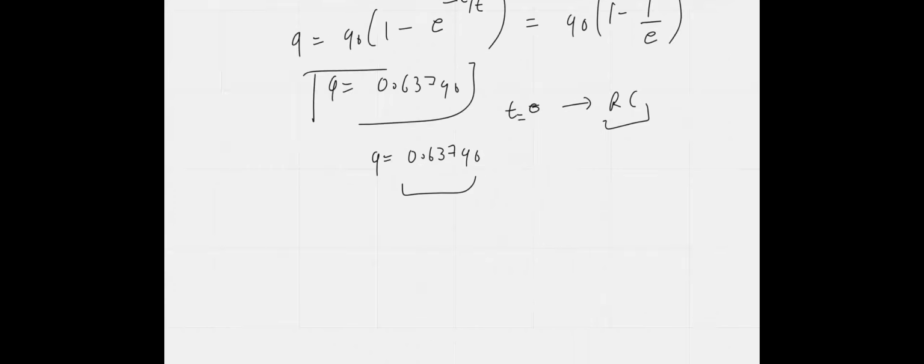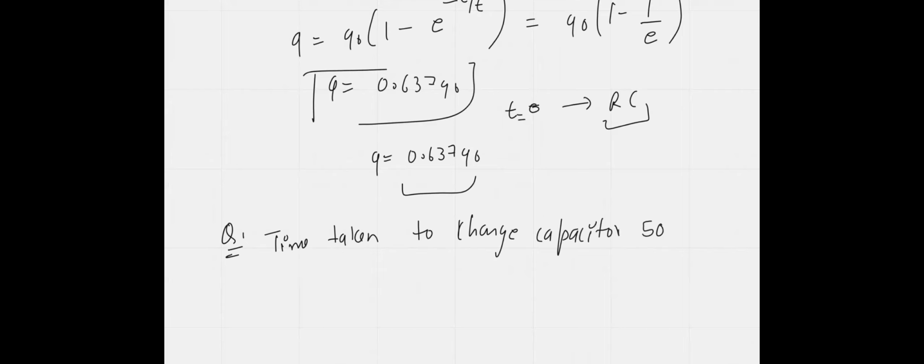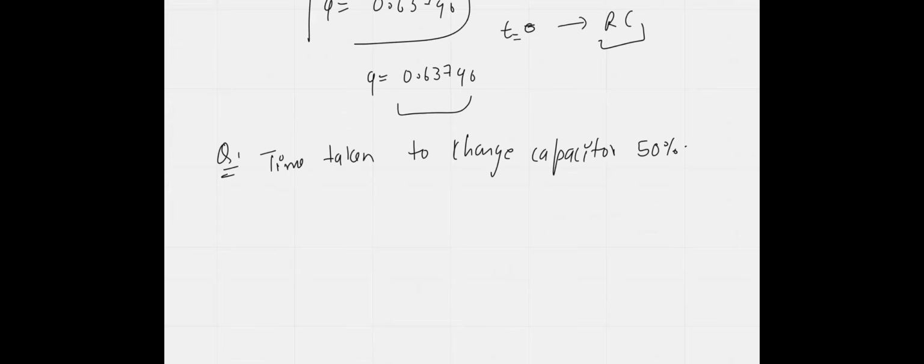Yes, sir. So a very simple problem: time taken to charge the capacitor by 50%. I'm just solving this problem along with it. The question says 50%. What does this mean? The total charge is Q naught. Then what should be my value of the charge, like how much should my capacitor be charged? Q naught by 2. Okay, this is what I'm saying.